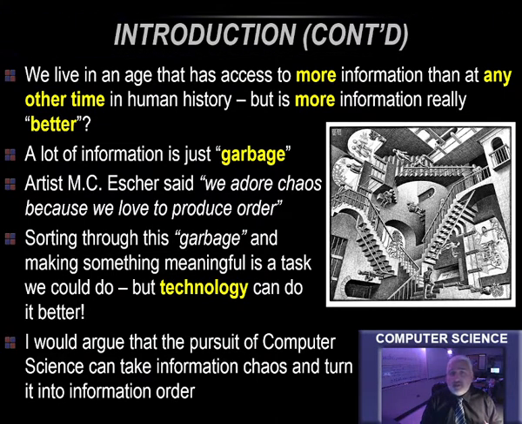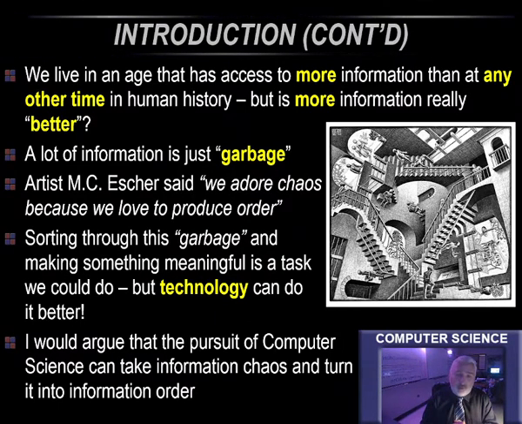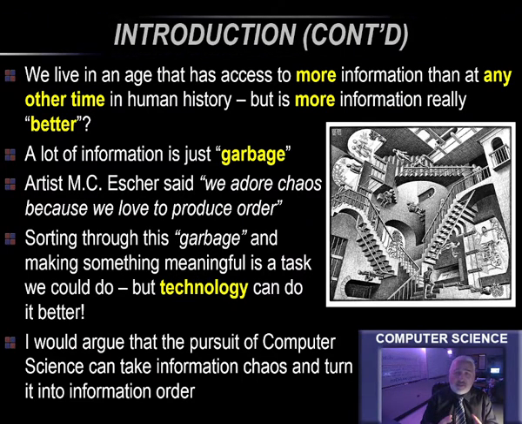A lot of information could be considered just garbage. Artist M.C. Escher said, "We adore chaos because we love to produce order." I would argue that the pursuit of computer science will take information chaos and turn it into information order.